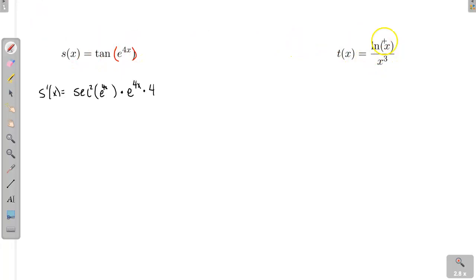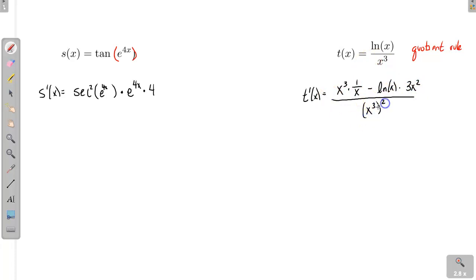And this last problem, we have division, so we have to do the quotient rule. So t prime of x. All right, so low d high minus high d low over low, the bottom squared. Again, for the test, I'm fine if you leave it like that.